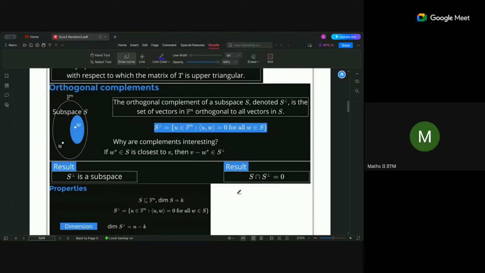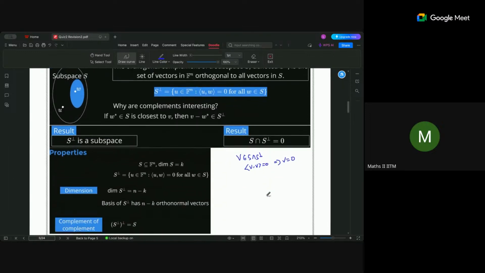Because suppose, let us say, you have a vector v in S intersection S perp, then you should have ⟨v, v⟩ equal to 0. But when is this possible? It is possible only when v is 0, right? Okay, so what are the other properties?